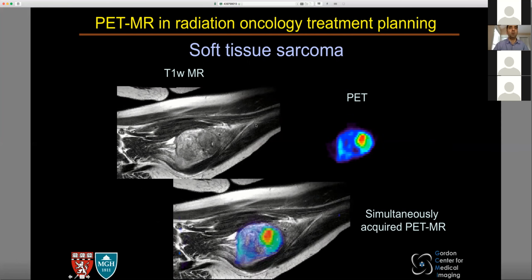Here's a sarcoma. You can see here all of this is enhancing on MR. So according to MR, all of this would have to be treated because there's peritumoral edema as well as tumor. Here's what the PET looked like. And on the PET, you see that only this area here is hot and the rest is not. So if you were following PET, you would treat this. If you're following MR, you treat this.